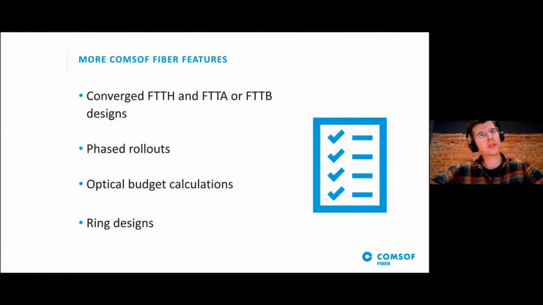These were the main features that I wanted to show you today. Of course, the software also has some other capabilities. It can also be used to plan converged fiber to the home, fiber to the antenna, or fiber to the business designs. We also support phased rollouts. If you want to roll out your design in multiple phases over multiple years, the software can determine which equipment needs to be placed in which year. You can also do optical budget calculations, and if you want to include redundancy in your design using rings, this is also supported.